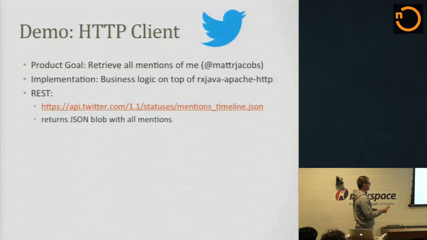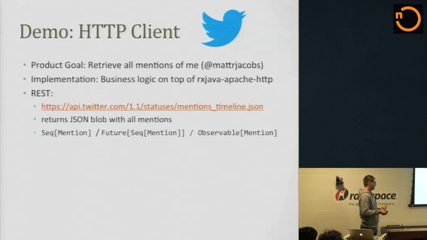So the first way I'm going to do this is via a REST call. This is the Twitter API. I'm going to ask it for, give me all of the mentions of me. This returns a JSON blob. Of course, it returns with some HTTP code, and then it's done.